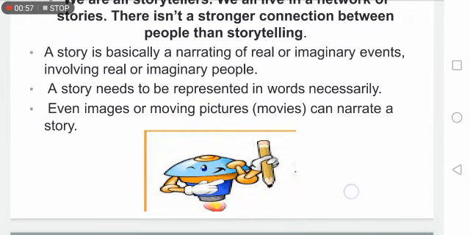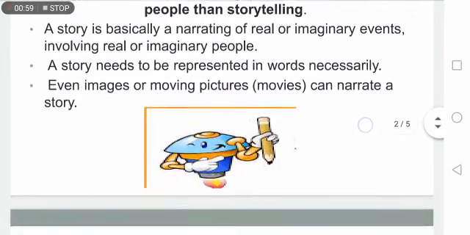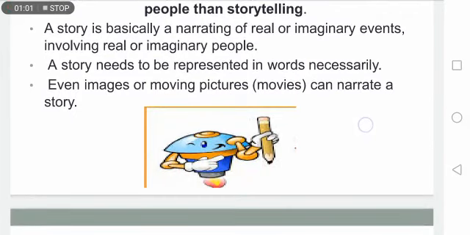A story is basically a narrating of real or imaginary events involving real or imaginary people. A story needs to be presented in words if necessary. Even images or moving pictures, movies can narrate a story.